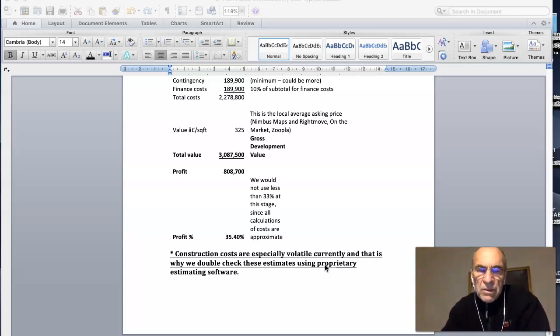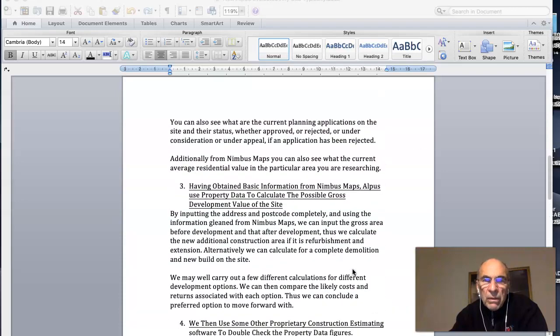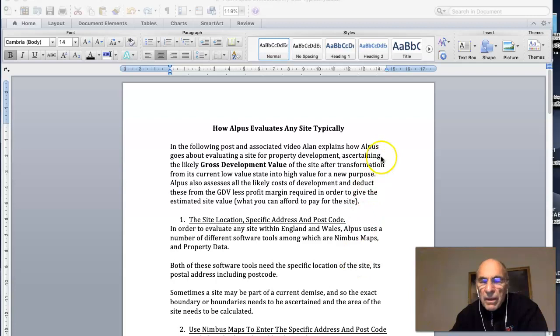It may be something we would proceed with, particularly after risk assessment. We find that the risks are relatively low, and we can reduce the contingency percentage and thus increase the projected profit. Construction costs are especially volatile currently, and that's why we double check these estimates using proprietary estimating software. We do use a system called C-Link and also other software as well. So that's a run through of how we do a typical evaluation of a development site.